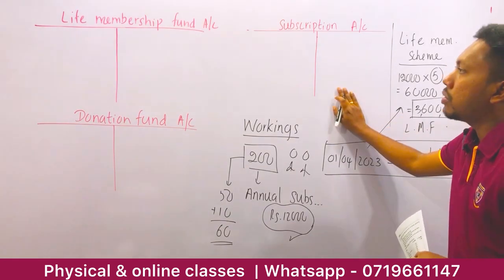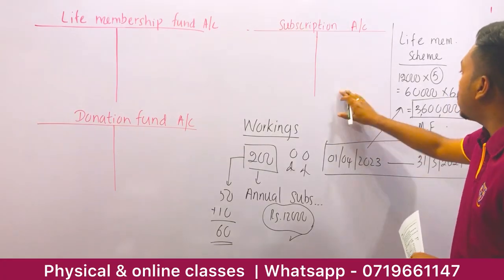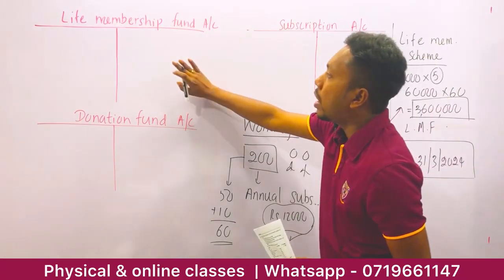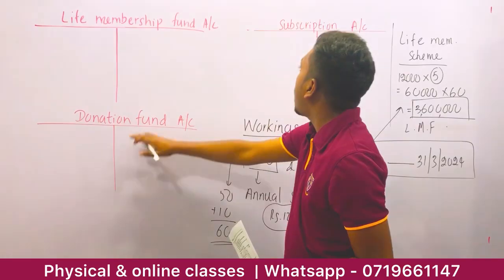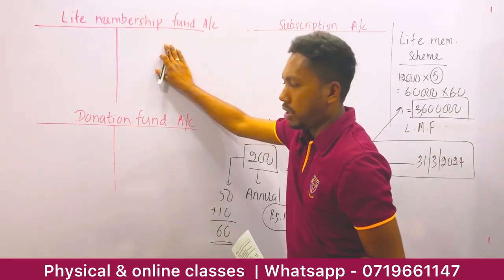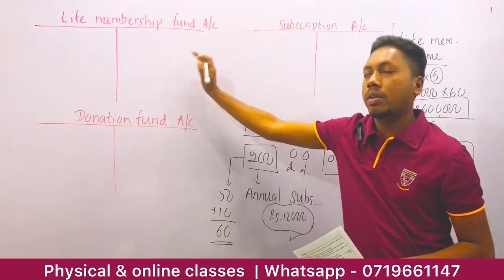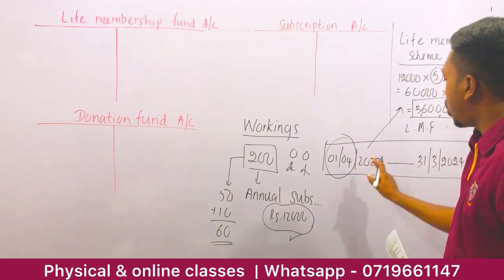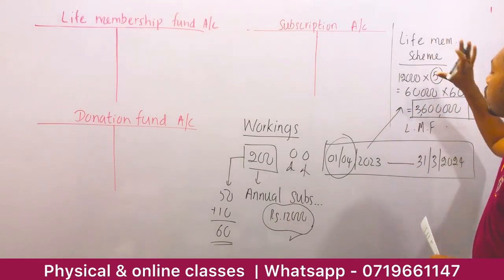Okay, now we have to make the ledger entries. That is, we have to post these transactions to the ledger accounts, right? So in this exercise, we are asked to prepare the life membership fund account, donation and subscription account. Now here we discussed only about life membership. So now we have to make the ledger postings, right? Okay. Now on this date, on 1st of April 2023, we received 3.6 million of life membership fund.